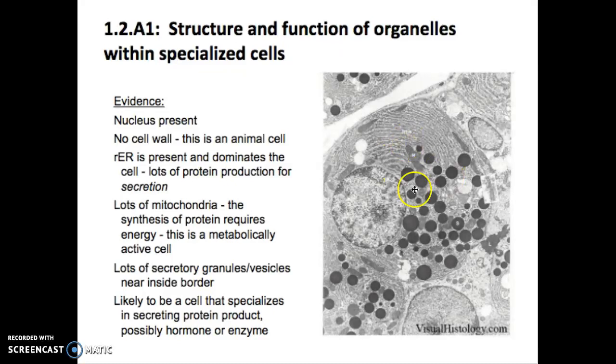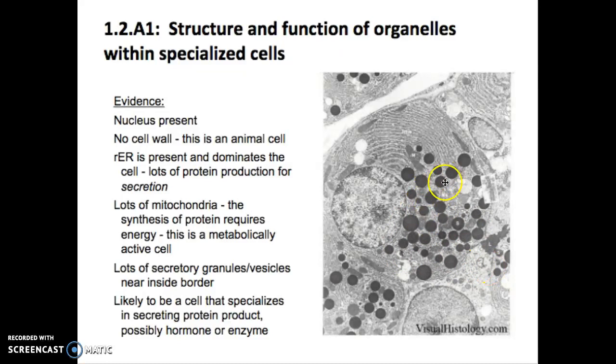In addition to rough ER, I see lots and lots of mitochondria. Those are the kind of these long skinny bits in here. Those mitochondria are going to be taking the synthesized protein and using it, right? So those proteins are going to be used, and a mitochondria produces energy. So in order to synthesize proteins, we need lots of energy. So we have lots of mitochondria for that. In addition, we have lots of secretory granules or vesicles, and that's what these black circles are.